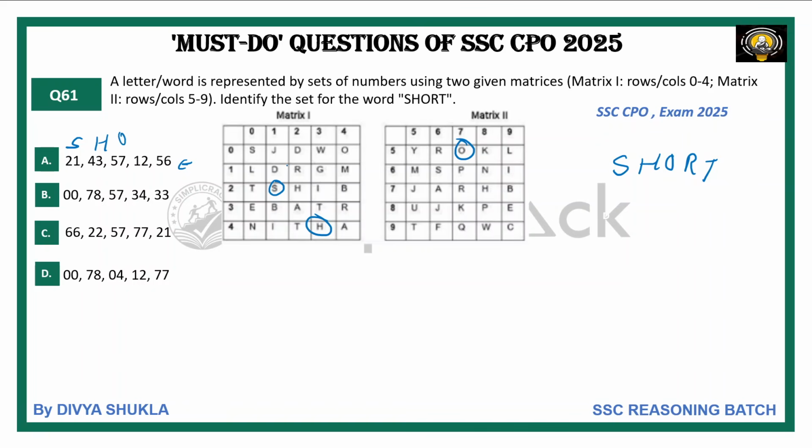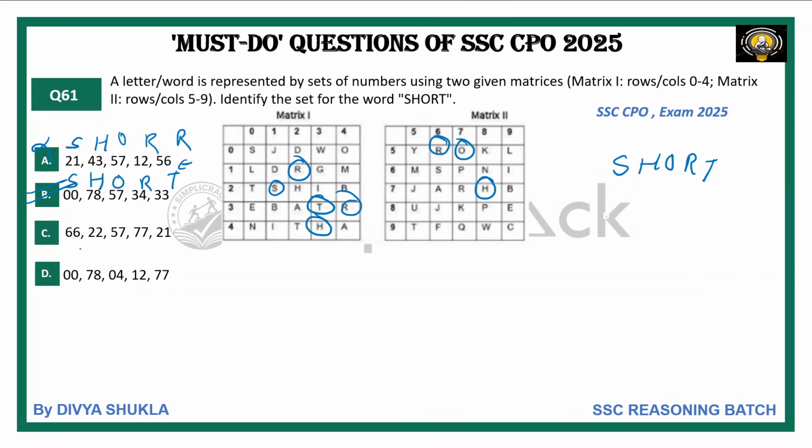1 2, that means R. And 5 6, that means R. So this is incorrect. Let's see the second option. 0 0, again S. I'm having 7 8, 7 8 is H. 5 7 is O. Then I'm having 3 4, 3 4 is R. And I'm having 3 3, 3 3 is T. So option B is the correct answer for this question.